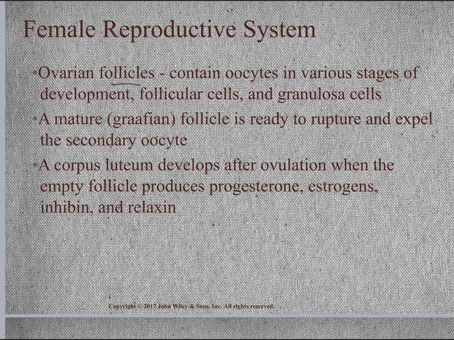The corpus luteum is what develops after ovulation, and this will persist as an endocrine structure. Once the egg is emptied, the follicle will produce hormones: progesterone, estrogen, inhibin, and relaxin. Depending on whether the egg gets fertilized will decide what happens to the structure after ovulation.